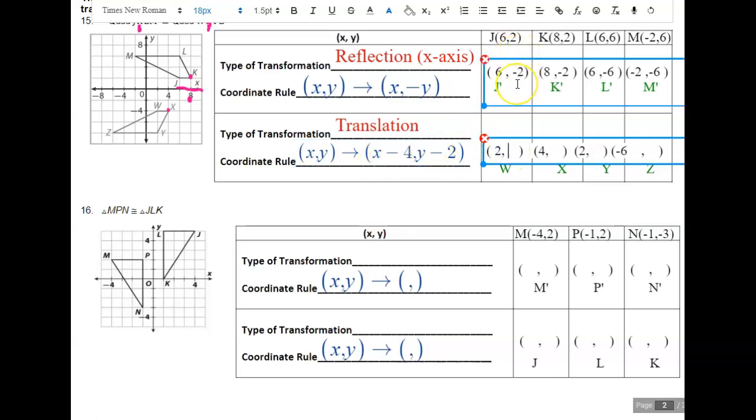So negative 2 minus 2 is negative 4. Then we have negative 6 minus 2, which is negative 8. And then negative 6 minus 2, which is negative 8.